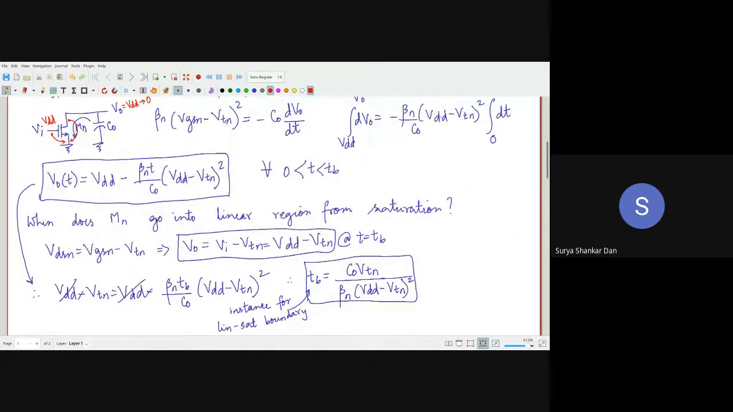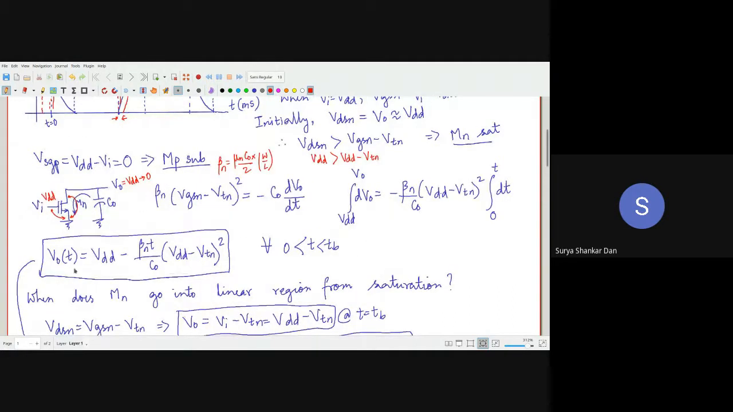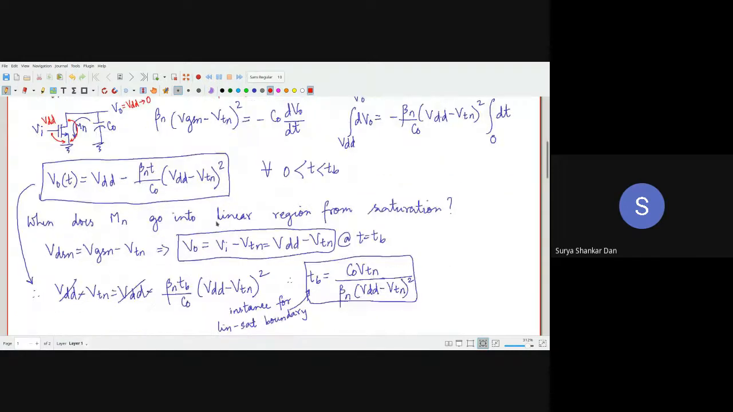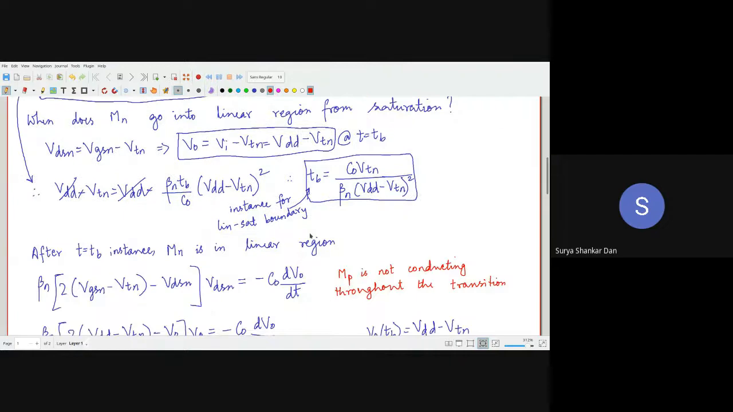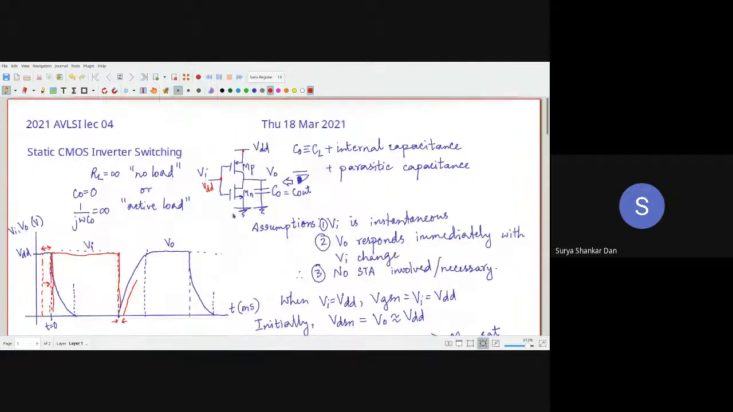After that, we began with the derivation. First of all, we understood that the NFET will be in the saturation region, so we developed that model. Then we figured that after a time TB, which is the instant of the linear saturation boundary, MN goes into linear. The linear derivation we will finish in the next class on Tuesday. Then we will try to find out the different timing constraints of the switching. Thank you, all of you. That's all for today.